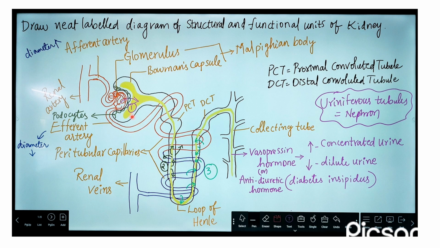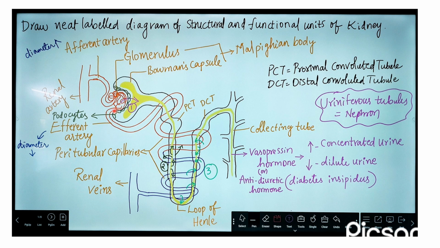In the first step, we have a renal artery coming from the heart. This renal artery carries oxygenated blood but contains many wastes, extra water, some nutrient molecules, some ions and so on. Now this renal artery branches as afferent artery and enters the nephron. In the nephron, this again branches many times and gives off a bunch of blood vessels called glomerulus.